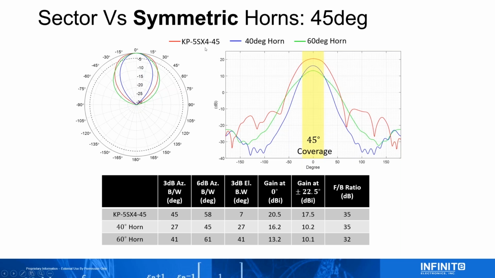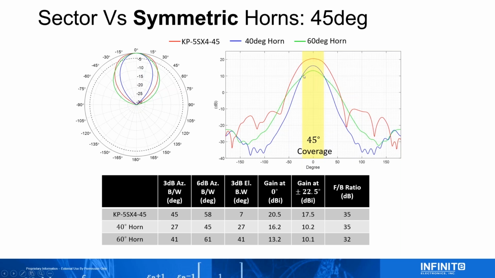And just to reiterate here, the 45-degree sector is 3 dB beam width, and these are 6 dB beam widths here. So let's just focus on the graph on the right. If we want to provide coverage in just 45 degrees, we can see that the sector is vastly, much, much better than the horn. There's a big gain improvement. I have this chart down here, about 4 dB.